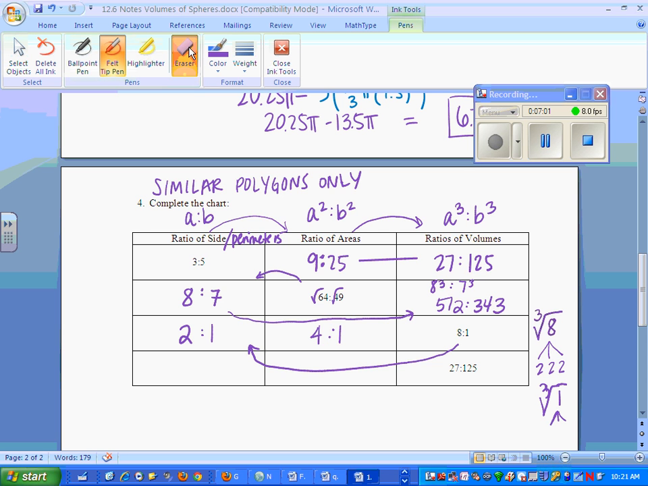And the last one, 27 to 125. I'm going to take the cube root of 27. What number multiplied 3 times by itself is 27? 3 times 3 times 3 would equal 27. So the cube root of 27 is 3. And the same thing here, the cube root of 125 is 5. 3 squared is 9, 5 squared is 25. And that completes the chart. That brings us to the end of the unit, and we are all finished. Nice job!